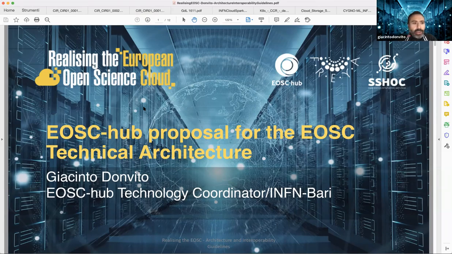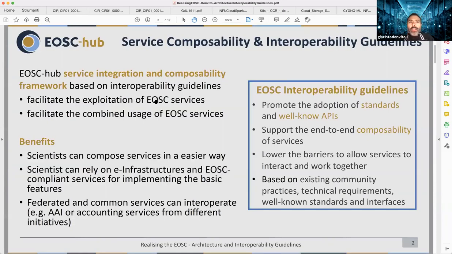Okay, thanks. So I would very briefly introduce the topic of the parallel session we will have at 12 o'clock. Basically, here we will talk about the service composability and interoperability guidelines that we are working on in the context of EOSC-AP, but even further, trying to join also other efforts and stakeholders in this initiative.